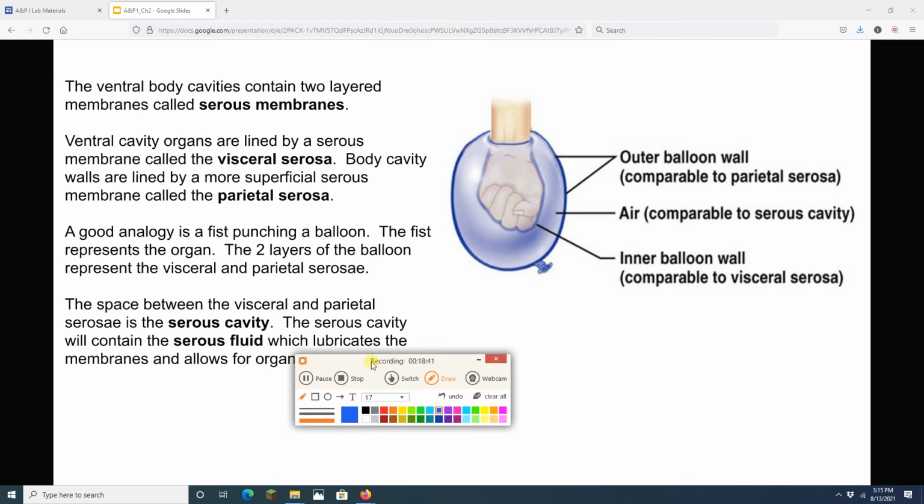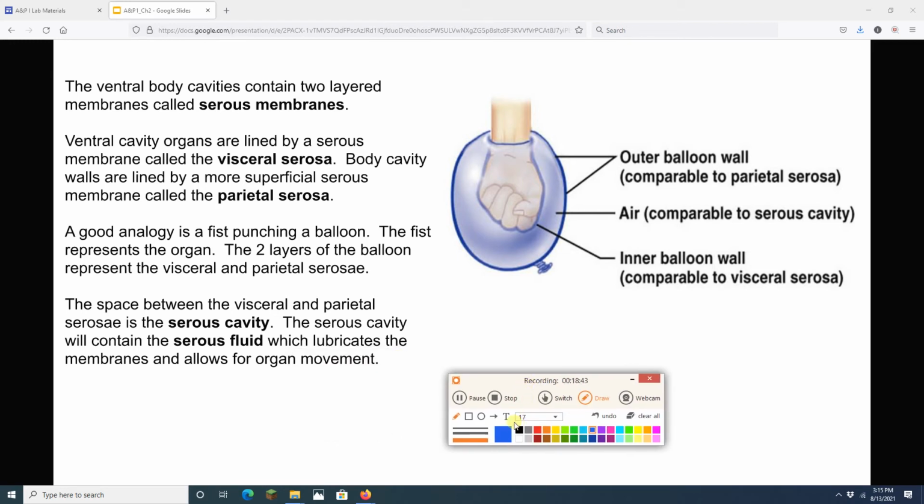There we are. Cleared all that. So now we got to talk about the ventral body cavity. And this gets a little bit more complicated. And we have a helpful analogy here with a balloon and a person's fist.